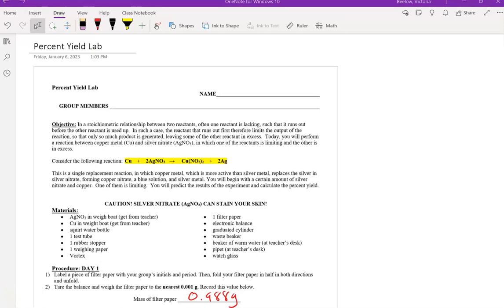If you were absent for the percent yield lab, I'm going to walk you through what you need to do to complete those calculations and what exactly we did in the lab.